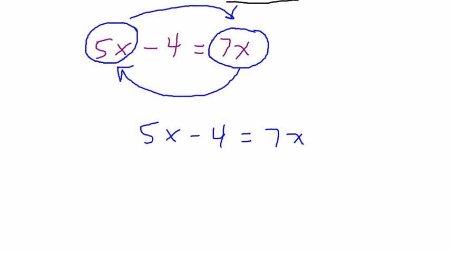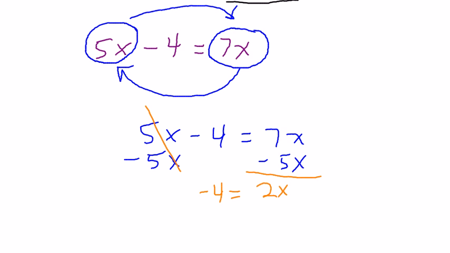Well, we're going to use an inverse operation, right? What's the opposite of adding 5x? That would be taking away 5x, right? And if I take away 5x here, I have to take away 5x here. So what is 5x minus 5x? Well, that's 0, right? Because any number minus itself is 0. So 5x minus 5x is 0. We can cancel those out. We are left with negative 4 equals, on the right-hand side, I have 7x minus 5x, which is 2x.